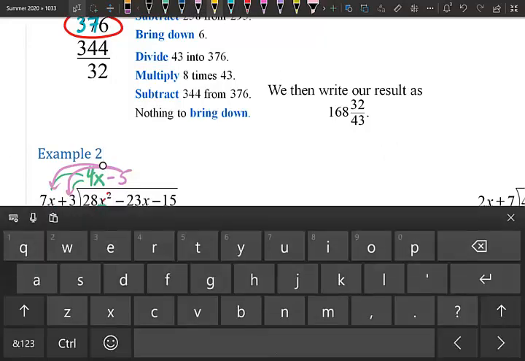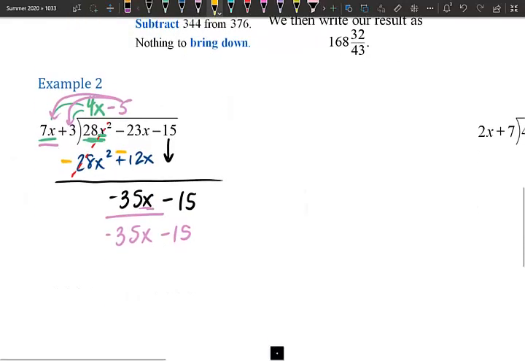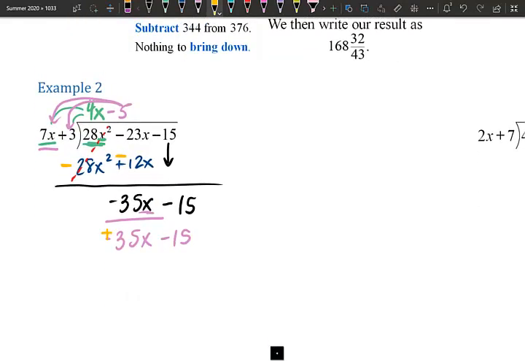Now we're going to switch all the signs. So negative becomes positive, negative becomes positive. We're going to add straight down. Negative 35x plus 35x, that cancels. Negative 15 plus 15, that cancels. We're left with 0, meaning we do not have a remainder. That means our solution, factored out and simplified, is 4x minus 5.